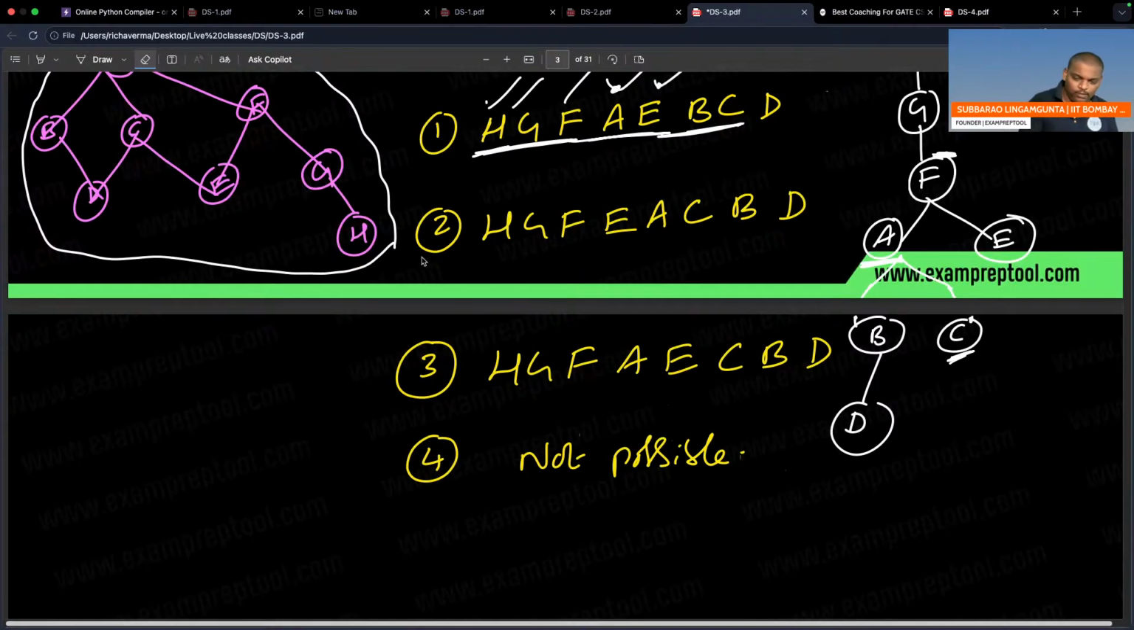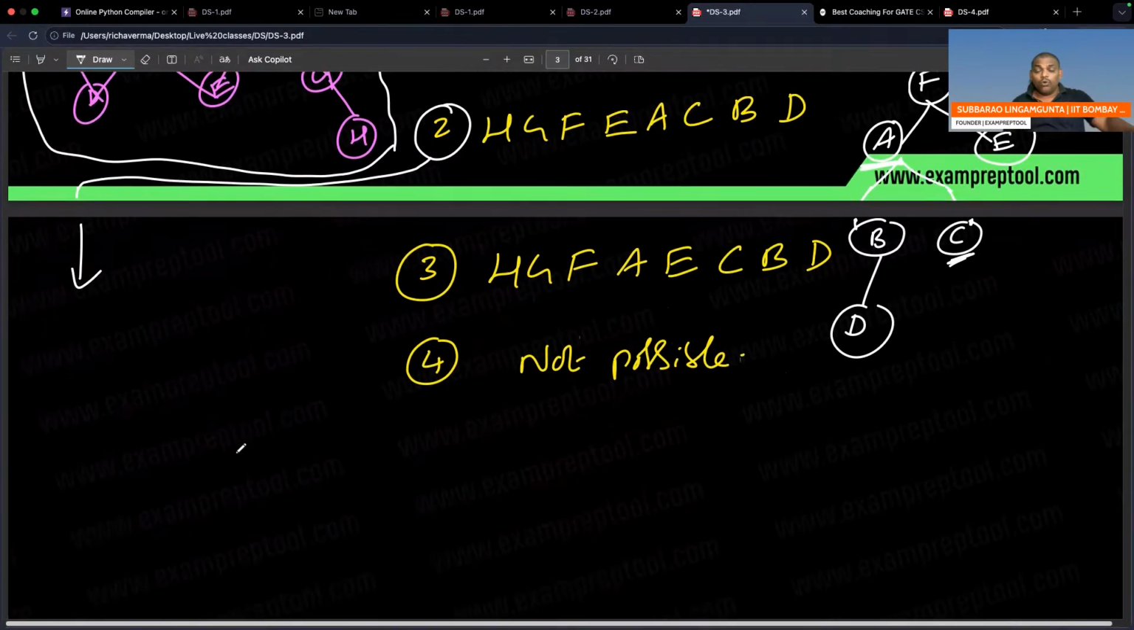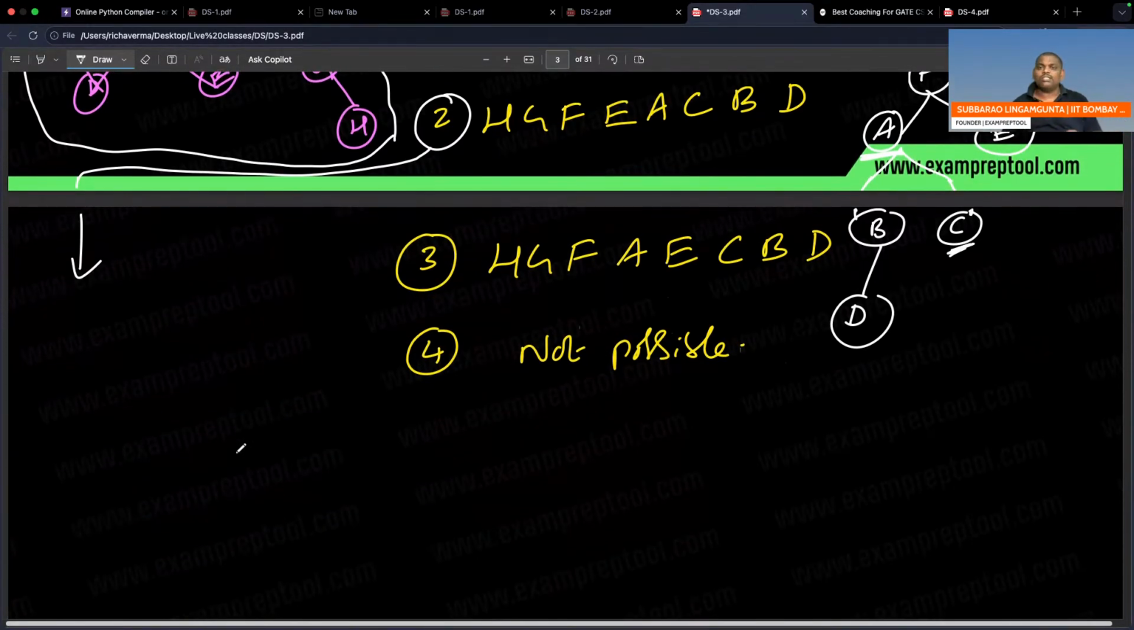Can you draw the tree? Second option, can you draw the tree? Everyone try. Don't make even small mistakes. I know mistakes will happen. That's the reason I gave this.